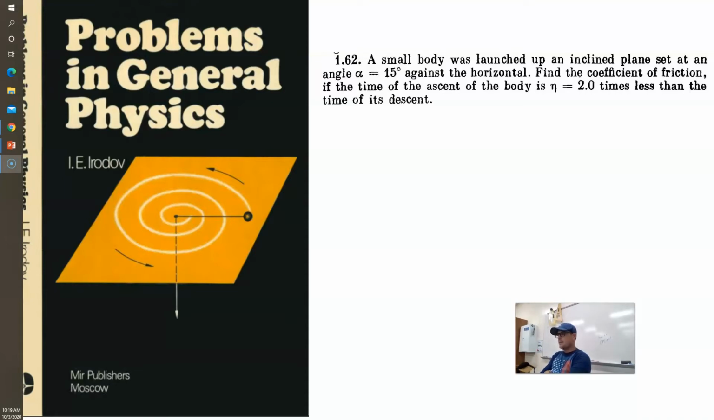The initial velocity of the object, the launched velocity, is not given. And this is an inclined plane problem, but we are going to attack it more like a kinematics equation kind of problem. So we are going to divide and conquer, divide the motion up and the motion down, calculate the accelerations, and then try to find an equation for the coefficient of friction.